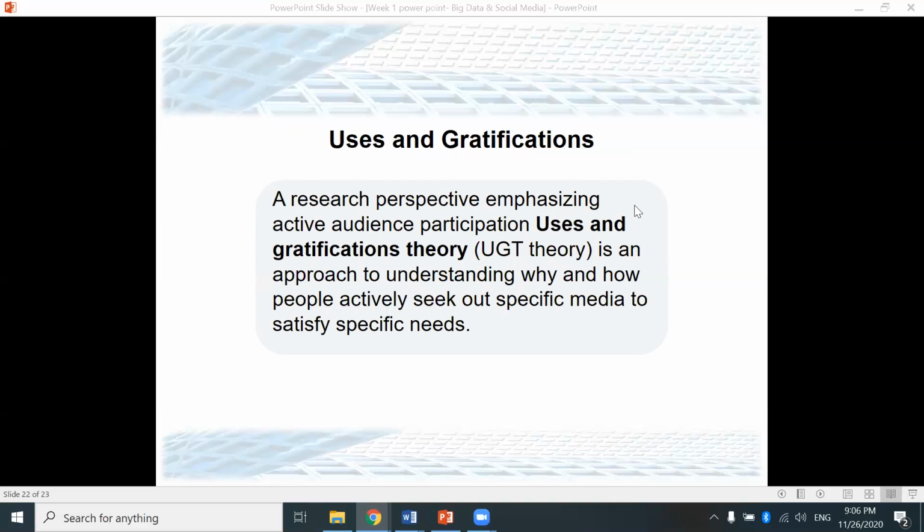A concept called uses and gratifications is a research perspective and an approach to understanding why and how people actively seek out specific media to satisfy specific needs. Normally people go to different sites on social media, for example, that they agree with, and subscribe to channels that they like and agree with politically, and so on.